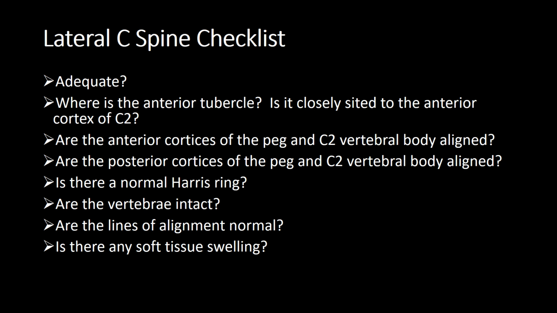Okay, to refresh your checklist. Adequate? Where's the anterior tubercle of C1? Is it closely sited to the anterior cortex of C2? Are the anterior cortices of the peg and C2 vertebral body aligned? Are the posterior cortices of the peg and the C2 vertebral body aligned? Is there a normal Harris ring? Are the vertebrae intact? Are the lines of alignment normal? Is there soft tissue swelling?